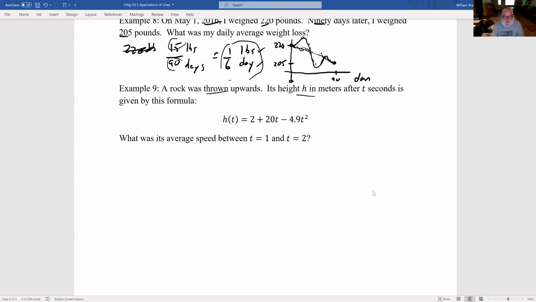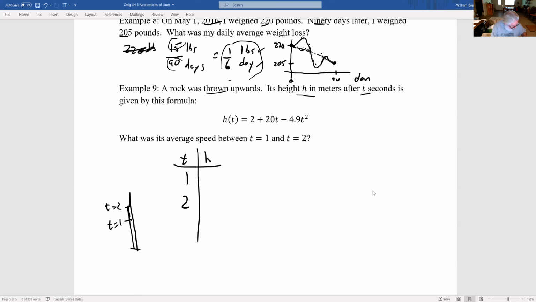Average velocity. A rock is thrown up. This is its height after a certain number of seconds. What's its average speed? So, right, you've all thrown things into the air, it goes up, and then it comes back down. And we want to know if t equals 1 and t equals 2, this is how much height changed over those seconds. What's its average speed? So t is in seconds, h is in meters. We know that t equals 1 and t equals 2 are the times that we're interested in.